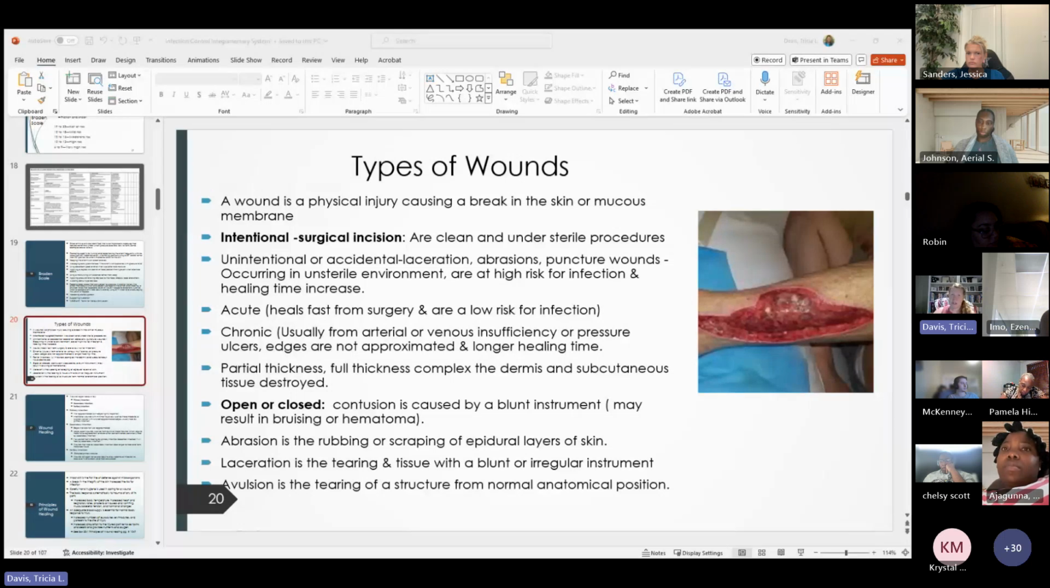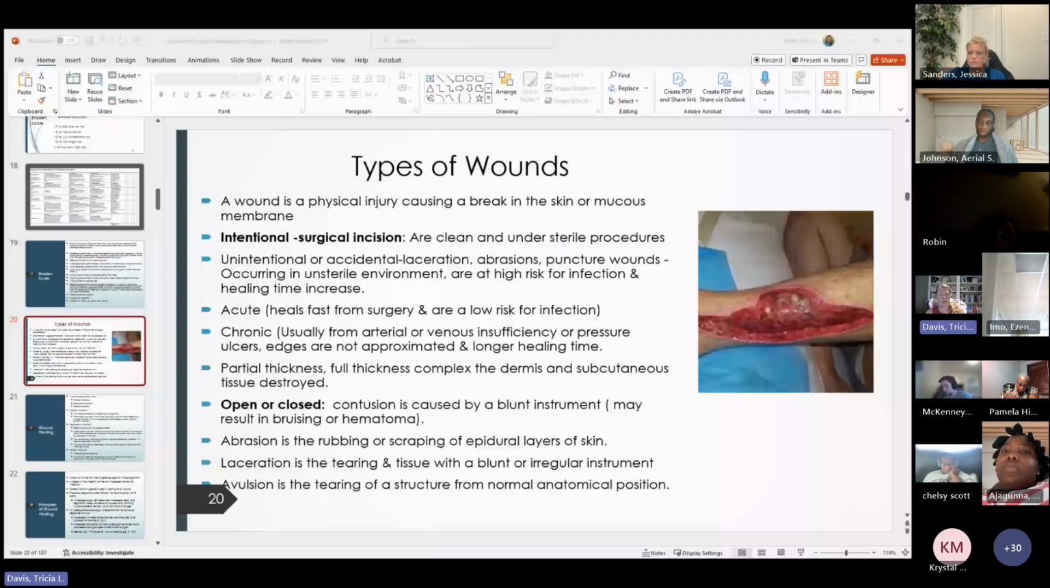Sometimes we might have an intentional type of wound. So your patient comes in to have their gallbladder removed. We do a lap chole. That's intentional. We make that surgical incision on purpose. But when we do that, typically we're in a very clean, sterile environment, right? Like the operating room or something like that. So that definitely helps to minimize the risk of infection.